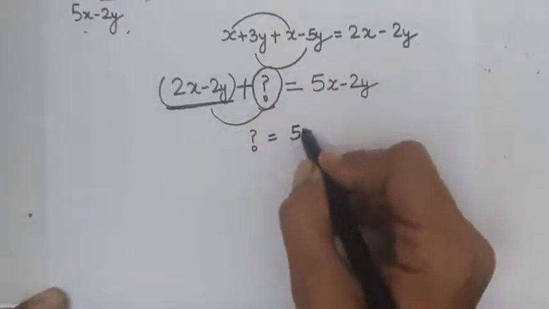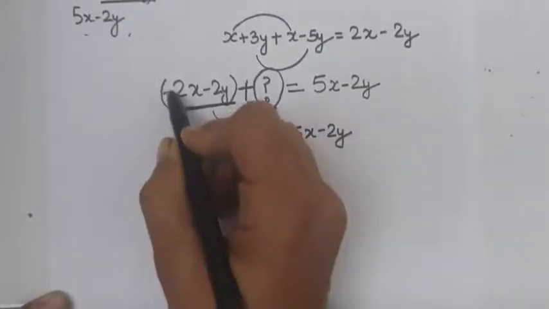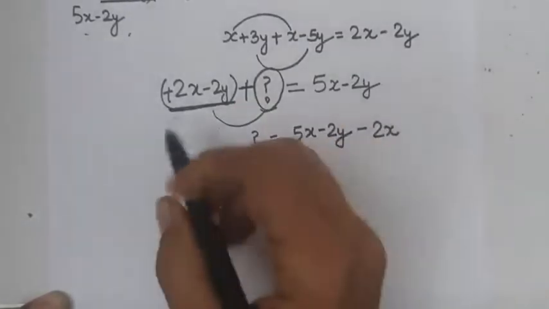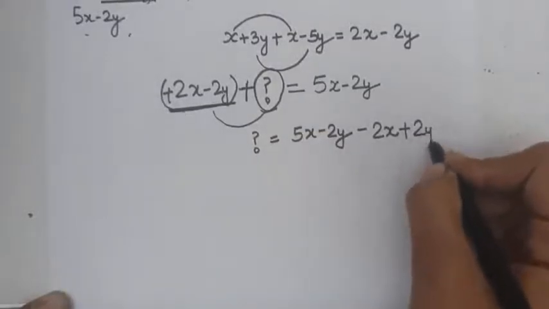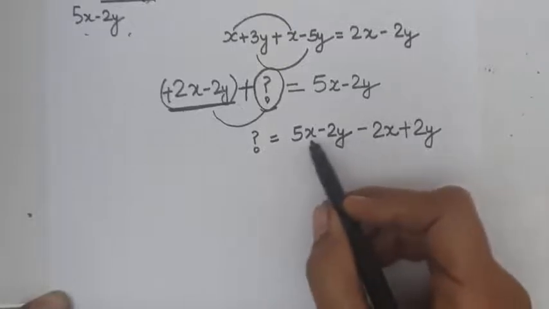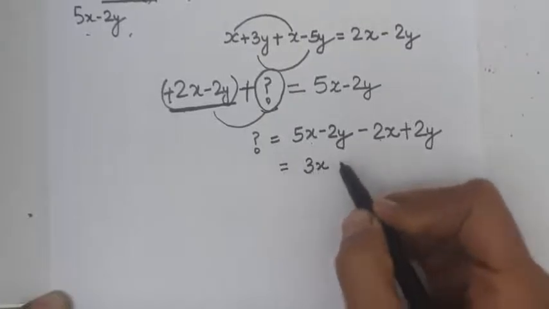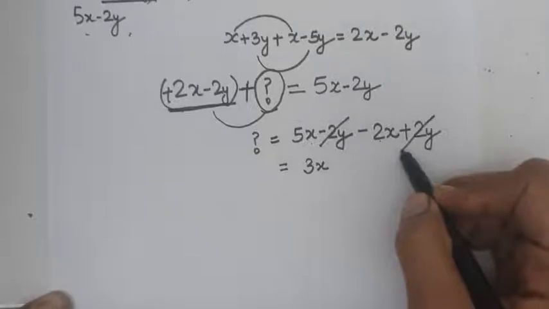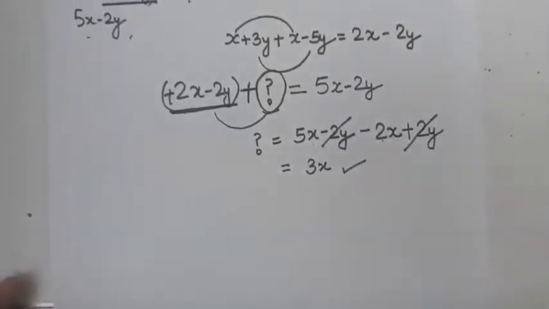So what will I write? 5x minus 2y. Now here is a plus sign, it will become negative. Here is a negative sign, it will become positive. So now combine the like terms. 5x minus 2x, that is 3x, and minus 2y plus 2y will get cancelled. So this is our final answer.